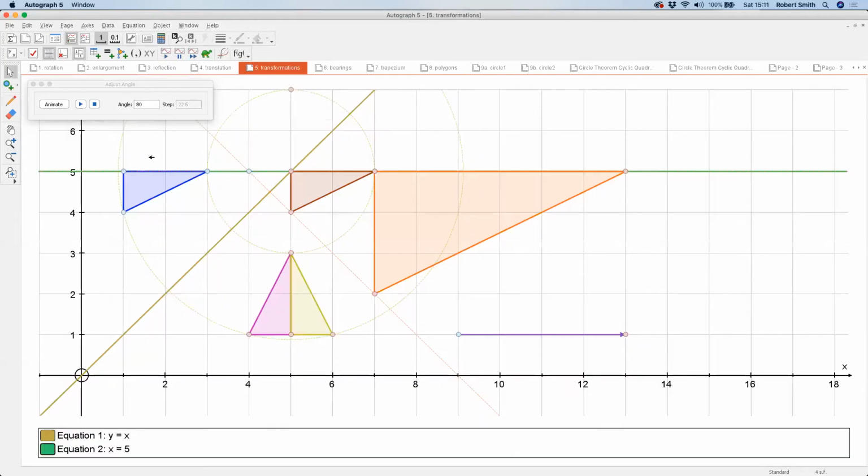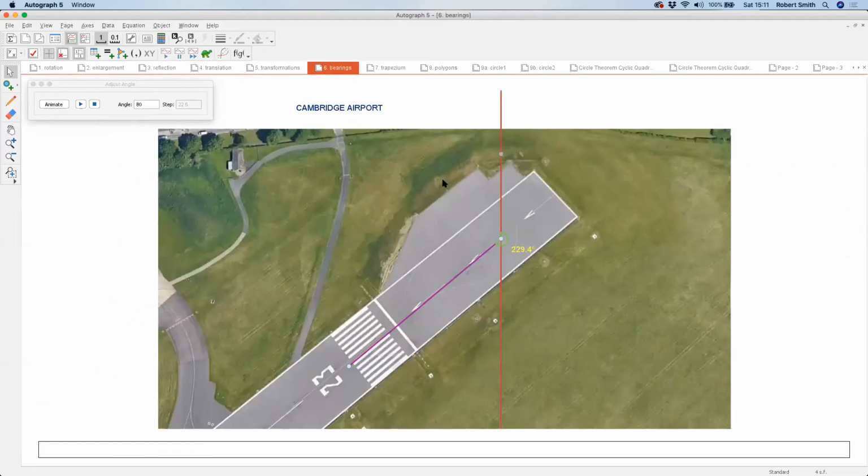We could do multiple transformations. We've got reflections, rotations, and enlargements here. Here's one of Doug's images taken from the internet, and we can measure the angle and bearings of airport runways, and we can explain to pupils why we might want to do that.